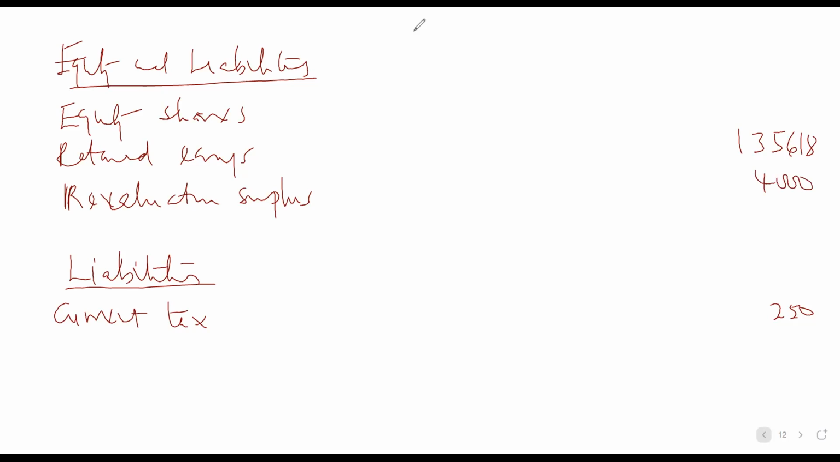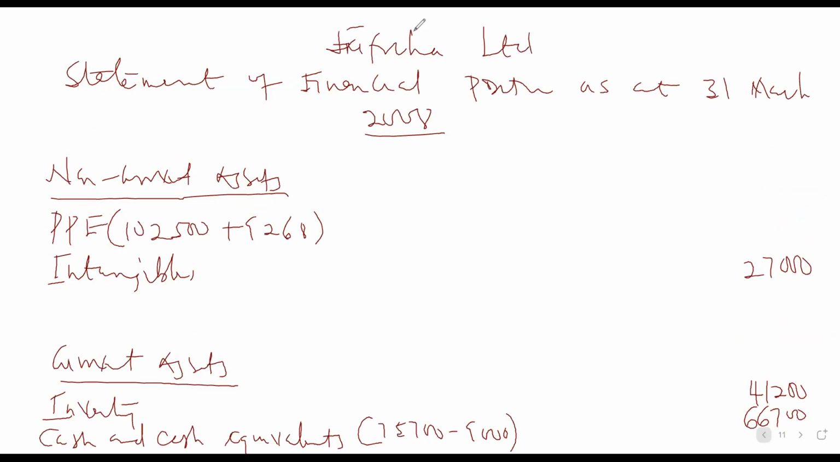Our equity shares is 110,000. So let's add this. We are going to have a plus 110,000 plus 4,000 plus 250. I'm having 249,618 plus 250. I'm having 249,868. So that is the total equity and liabilities.